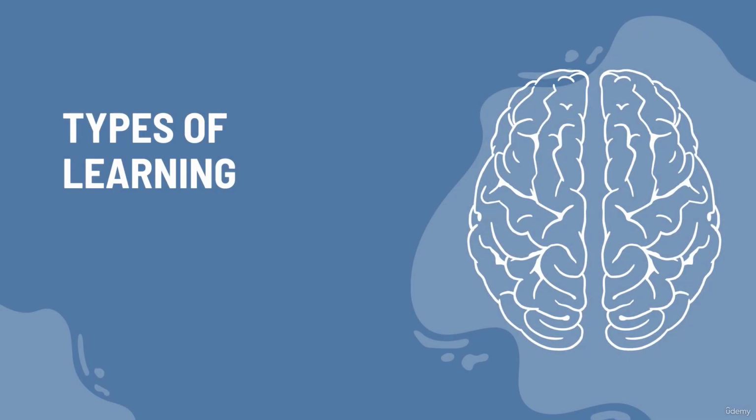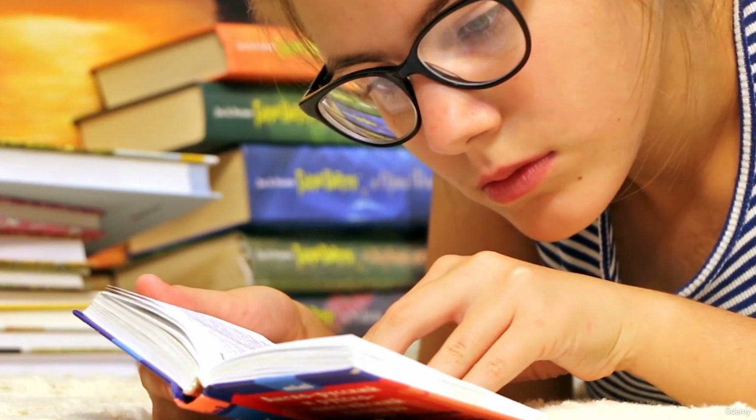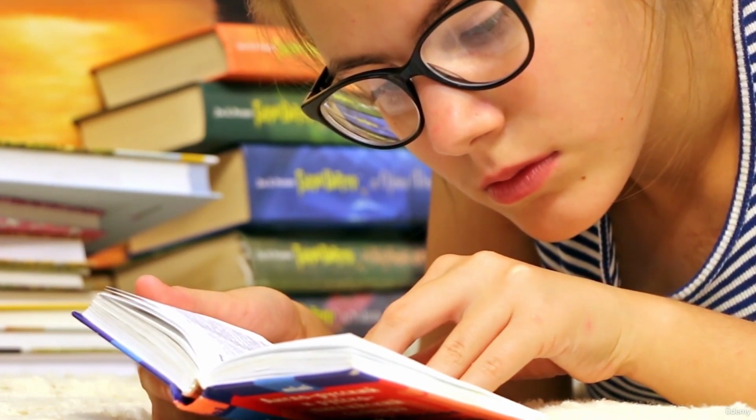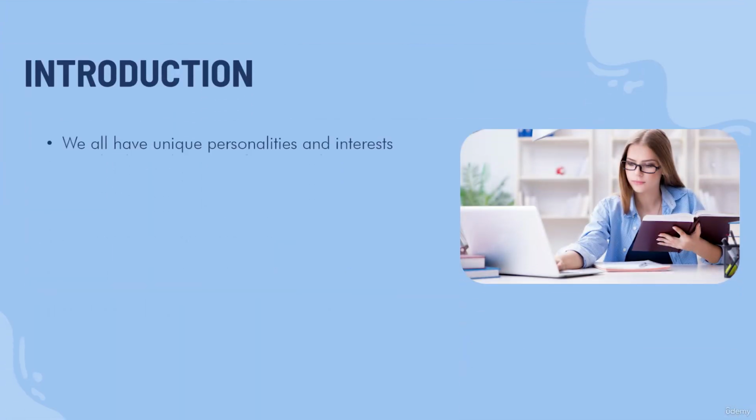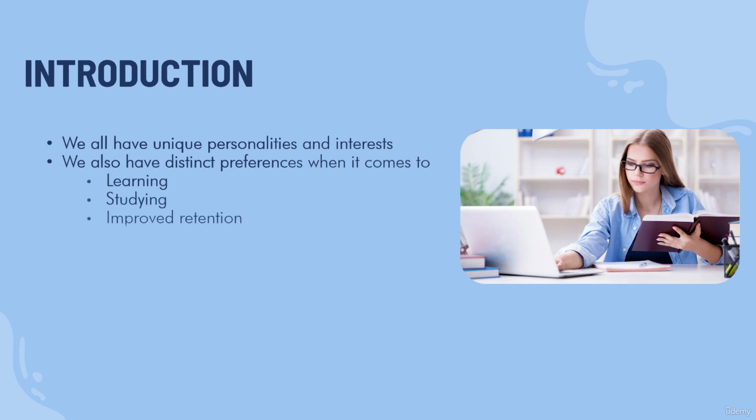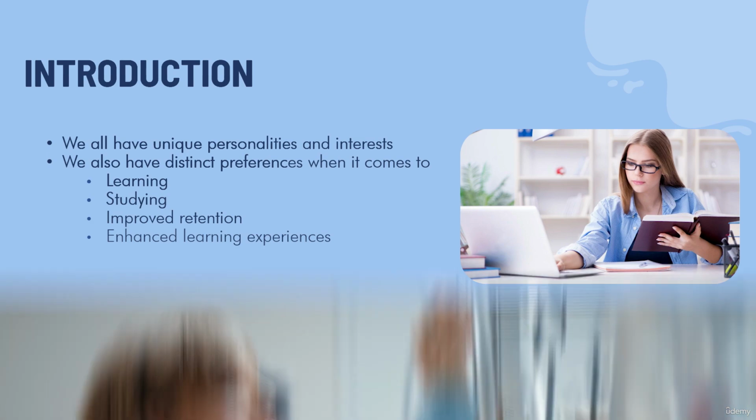In this lesson, we will discuss the different types of learning styles: visual, auditory, and kinesthetic. Learning isn't a one-size-fits-all endeavor. Just as we all have unique personalities and interests, we also have distinct preferences when it comes to learning. Understanding these preferences can unlock the door to more effective studying, improved retention, and enhanced learning experiences.